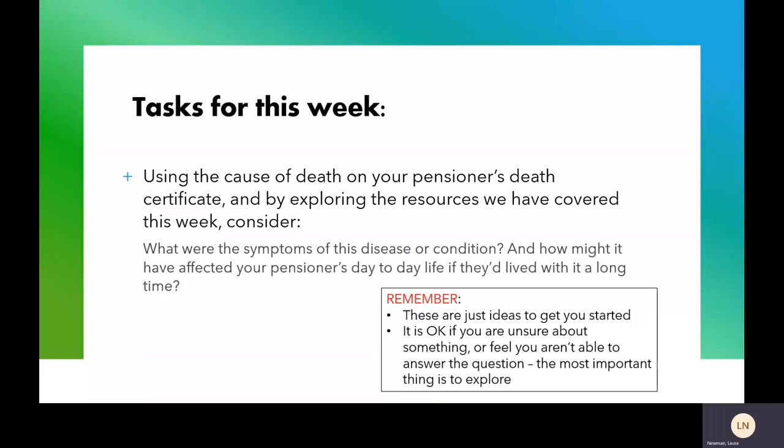And I'm not expecting immediate answers. I'm not expecting you guys to definitely know how it would have affected their life, especially because, as the weeks go on, we'll be exploring more and more what your pensioner's life might have been like. I guess what I want you to do this week is think more, on a real basic level, about the kind of pain they might have experienced, the bodily experience of being unwell, and how that might have affected them.